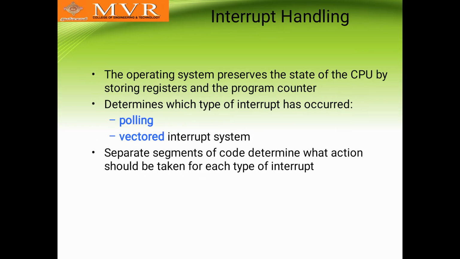How is an interrupt handled? The interrupt preserves the state of the CPU by storing the registers and the program counter. To handle an interrupt, there is polling and vectored approaches. Polling finds where the interrupt occurred, and a vector gives the address. Separate segments of code determine which action should be taken for each type of interrupt.